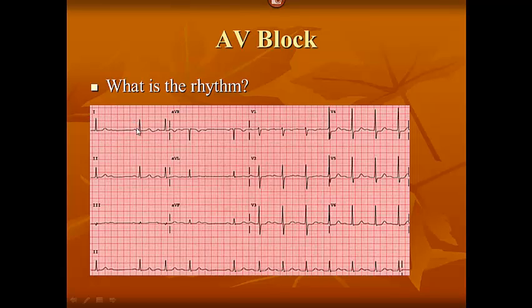In other words, if you start counting right here, for example, the PR interval here will give you 0.24, the next will give you 0.26 or 0.28, and the next would give you 0.30, and then you have a P that is not conducting a QRS complex, and then it starts again. 0.26, then longer and longer and longer until the P would not conduct anymore.